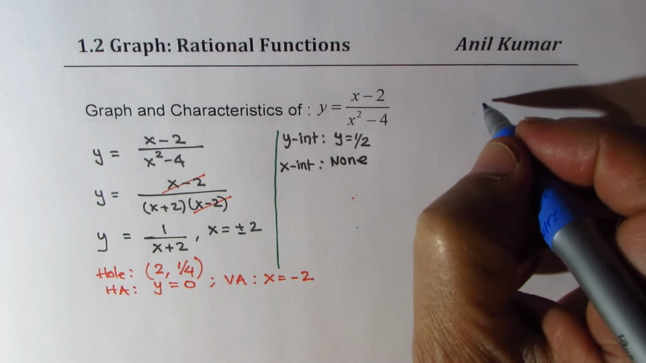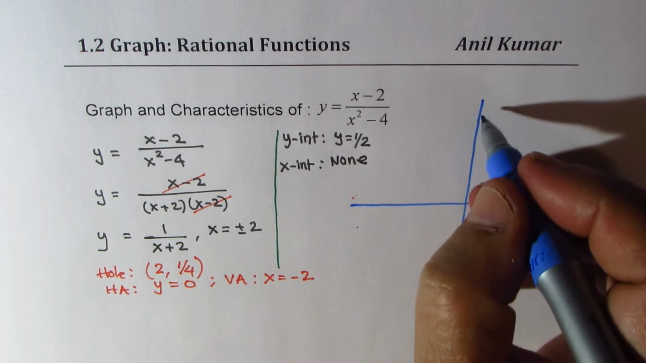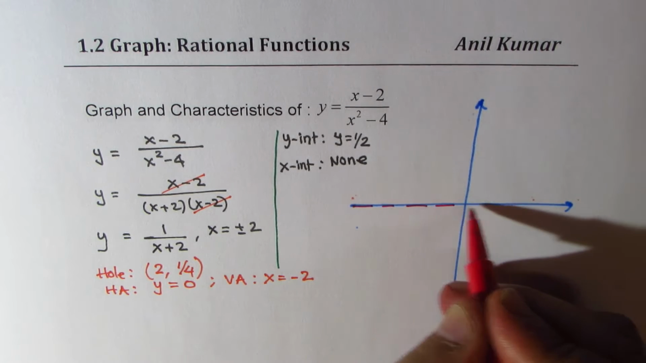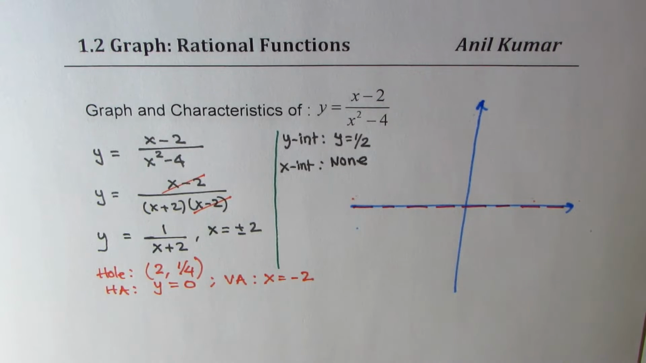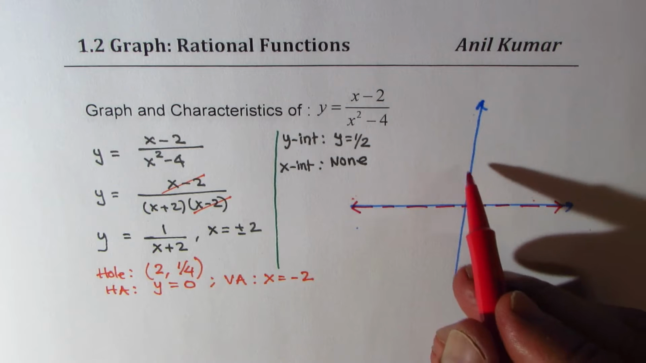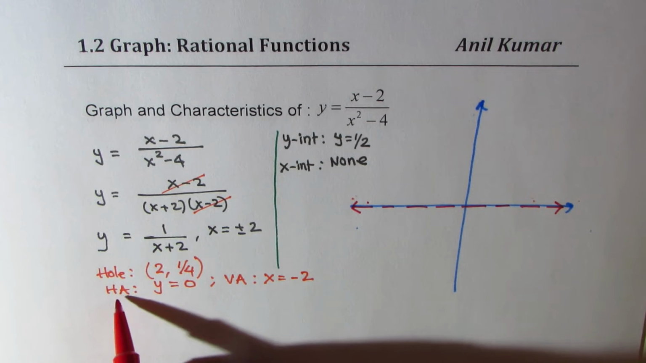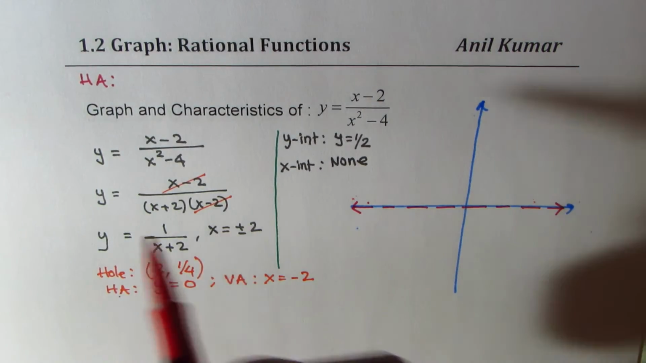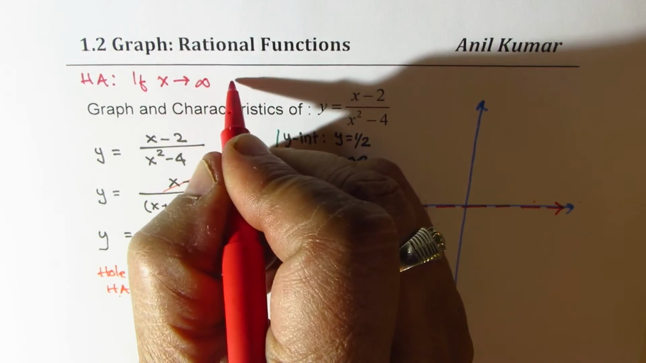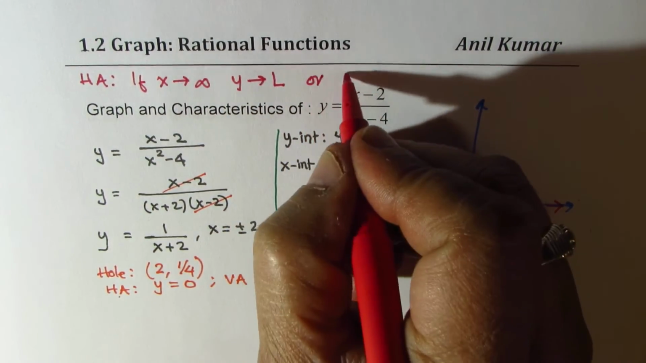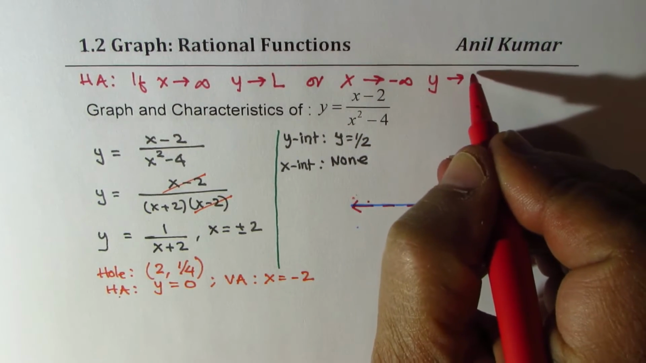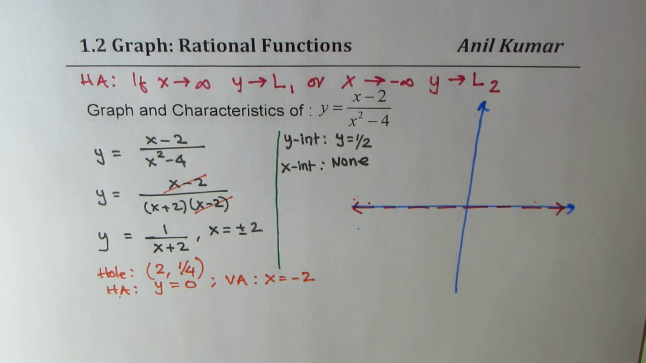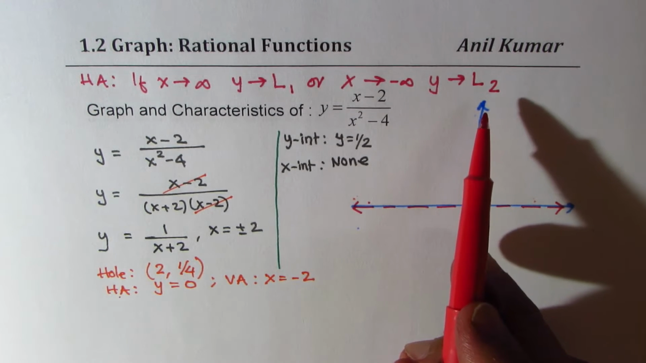With this, let's sketch our graph. So we do have a horizontal asymptote, which is y equals 0. That means the x-axis. So that is the horizontal asymptote. There, the curve is approaching 0 when x approaches infinity. That is the meaning of horizontal asymptote, right? So when we say horizontal asymptote, we mean what? We basically mean if x approaches infinity, y approaches a value L, or it could also mean when x approaches negative infinity, y approaches some value, let's say L. Now these values could be different. So you could have two horizontal asymptotes. It's kind of important to understand that part.